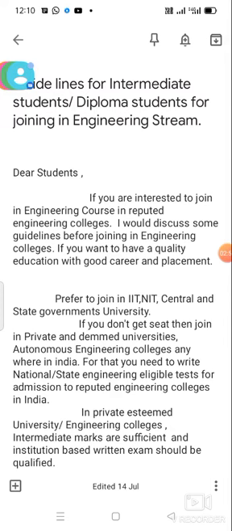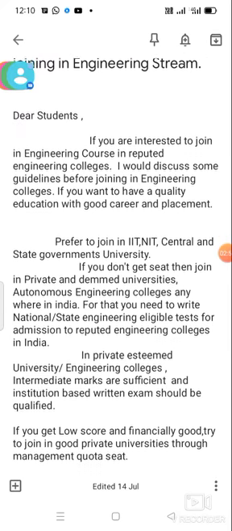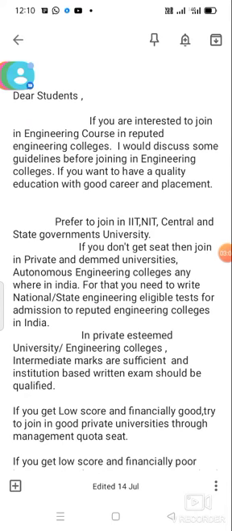If you are interested in joining an engineering course in reputed engineering colleges, you require quality education with good career and placements. I will suggest some things. First of all, if your rank is very low, like below 100 or below 50 or below 200, depending upon your category, you can prefer to join anywhere in India.